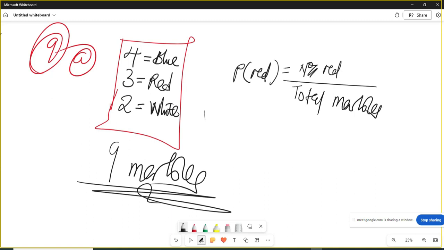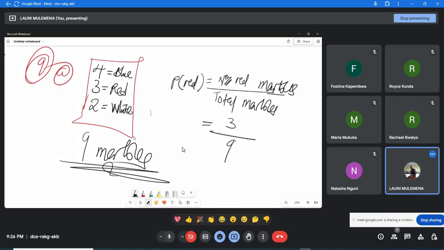3/9. Yes, 3/9. So probability of red is equal to number of red marbles over total number of marbles. So number of red marbles, how many red marbles are there? There are 3. So we shall say 3 over how many total number of marbles in this bag? It's 9. But again, it's very much advisable for you to simplify your answer.